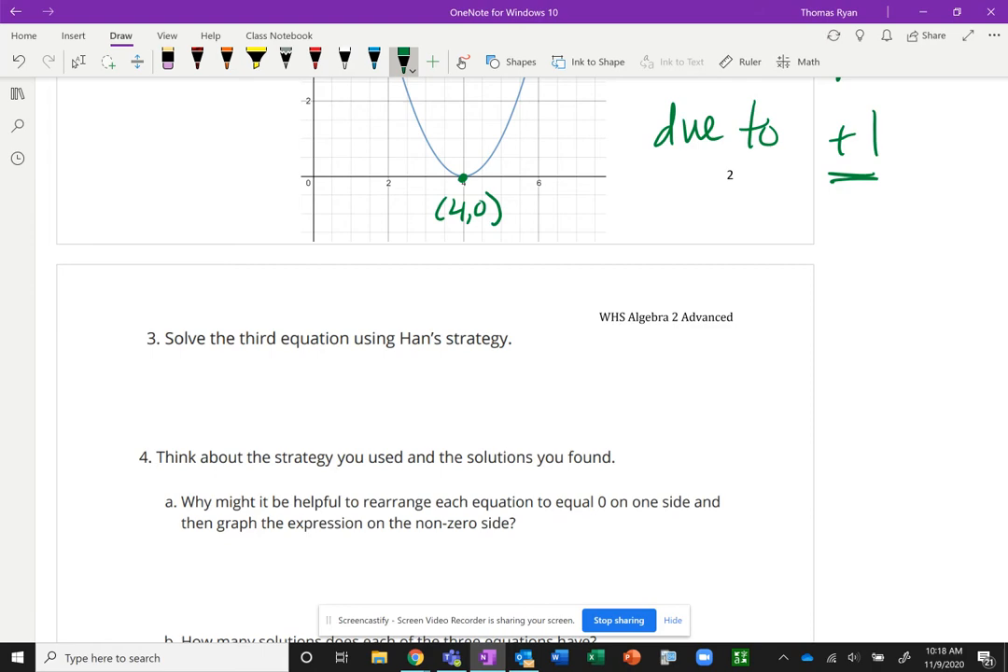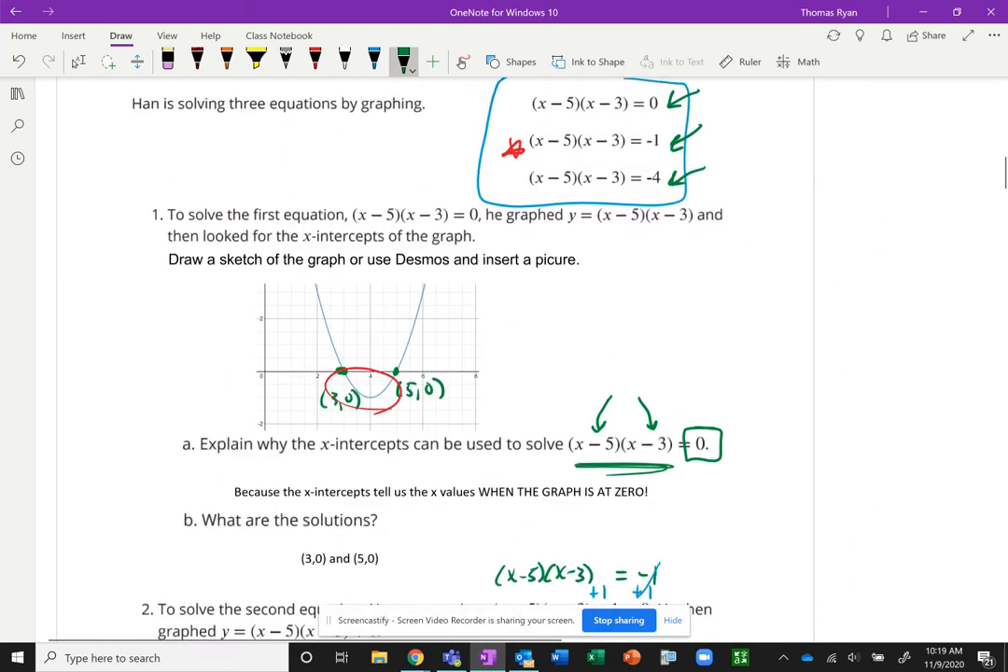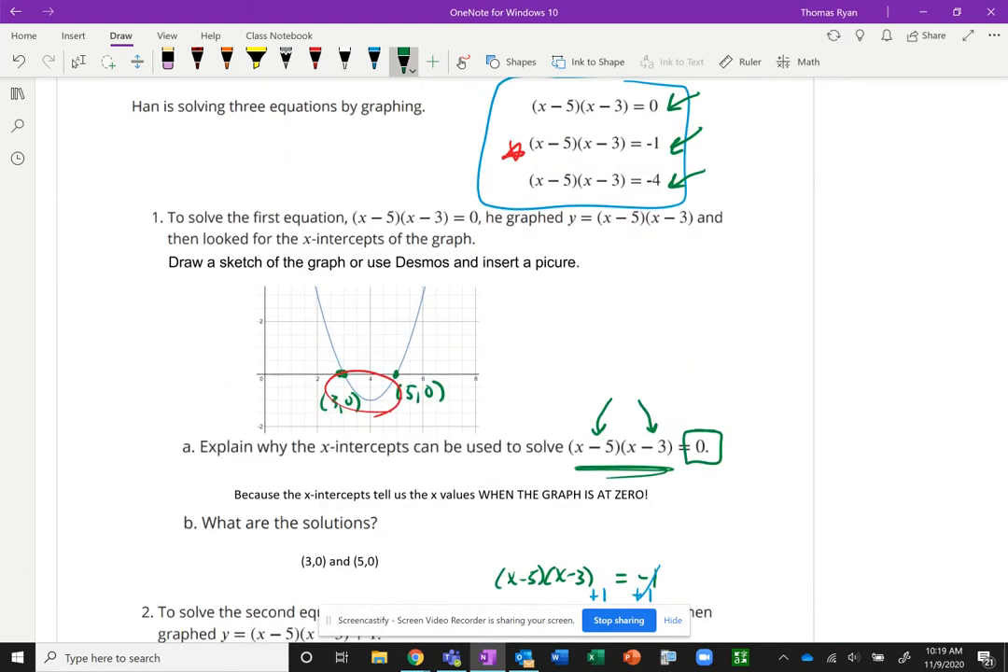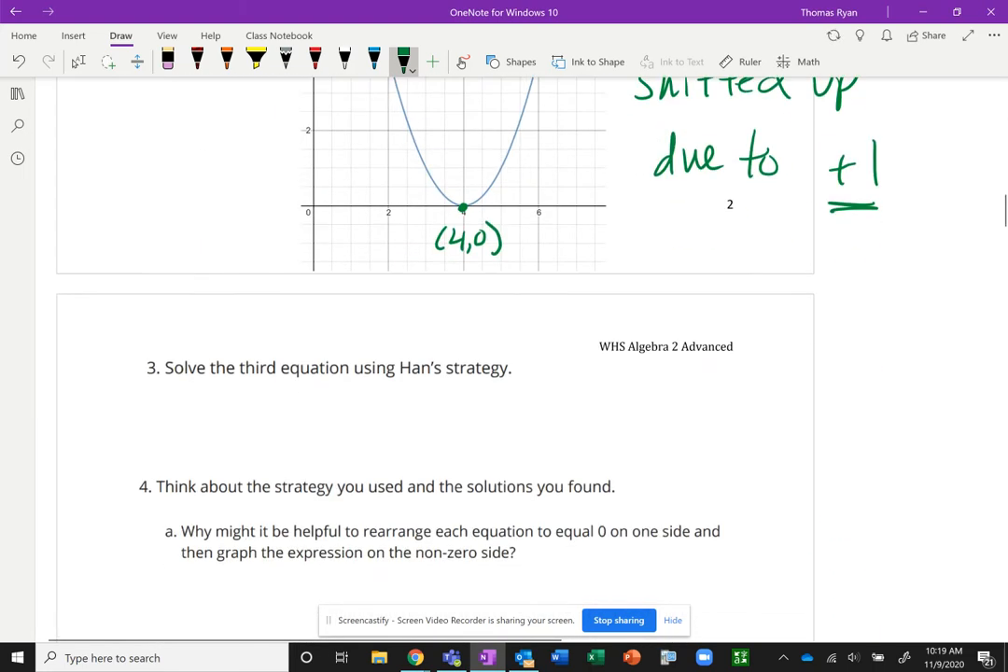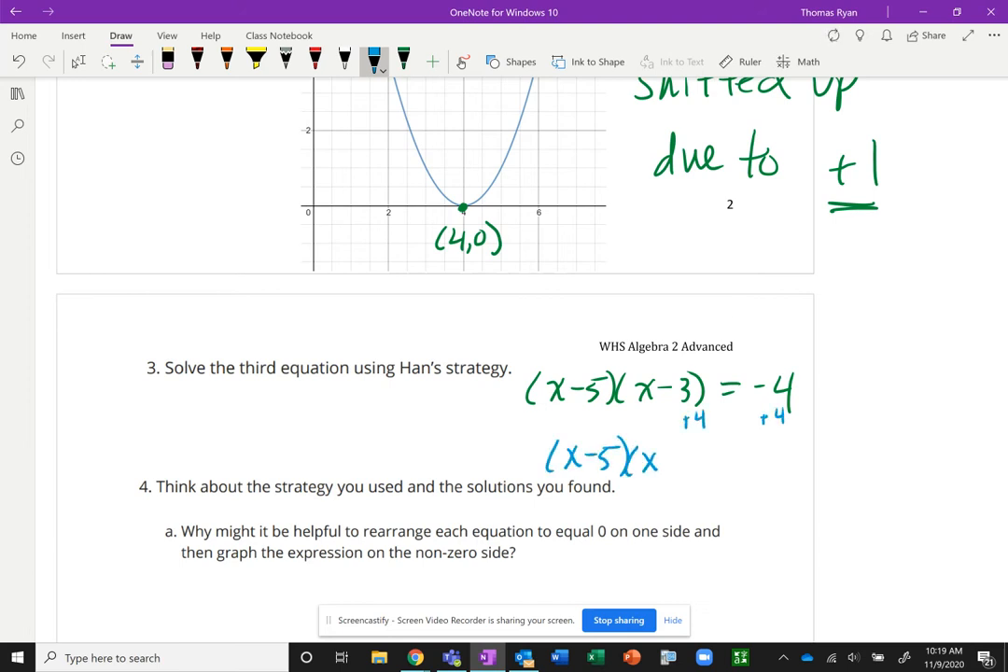So it says solve the third equation using Han's strategy. Okay, so our third equation was (x - 5)(x - 3) = -4. So Han's strategy, we're going to get that to be 0. So we're going to end up with (x - 5)(x - 3) with a +4 on the outside equals 0. So let's go to the graph.